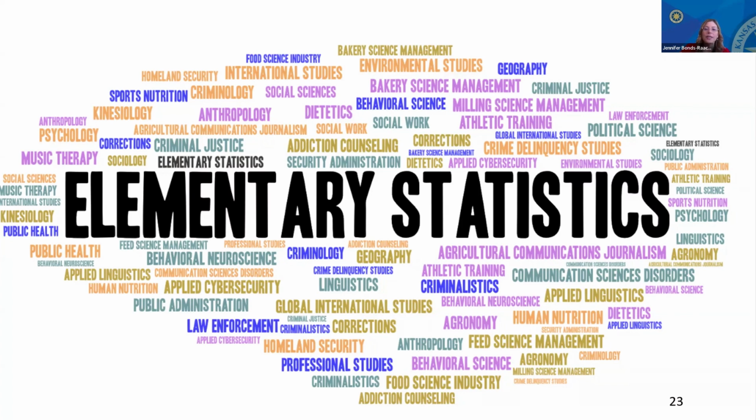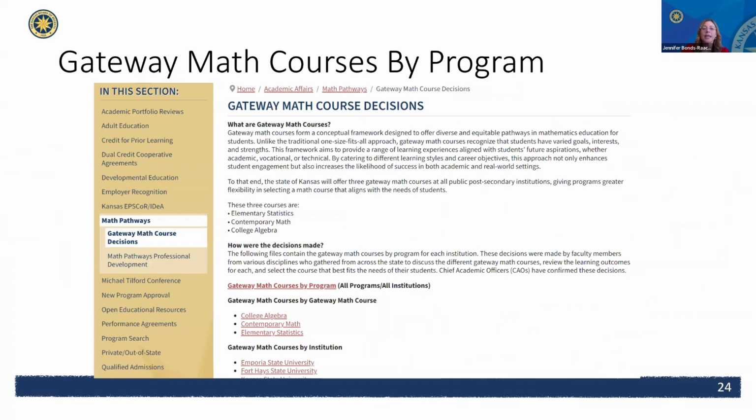While the word art is helpful in understanding the big picture, we need a clear mechanism to communicate specific Gateway Math courses by programs. So the KBOR website now features a subpage under the Math Pathways section titled Gateway Math Course Decisions. Here you can access the specific decisions made by the various programs. The decisions are represented in multiple ways, so you can search by all programs across all institutions within the state, by a specific Gateway Math course across institutions, or by an individual institution. In the future, our goal is to make the Gateway Math course decisions available through the searchable program inventory on the KBOR website.